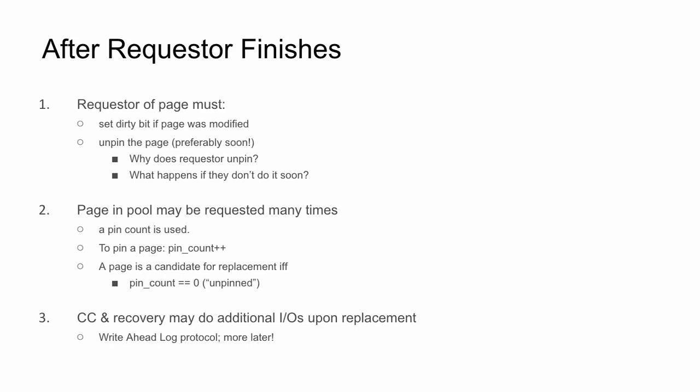Okay? A page in the pool might be requested many times, so that's why we have something called a pin count, and you're going to increment the pin count to pin a page. Okay? So, a page is a candidate for replacement if and only if its pin count is 0. Right? Now, like I mentioned earlier in the lecture, there's other modules like concurrency control and recovery. They might actually do some more IOs, but we're going to ignore that process for now. Just think about what I've said in steps 1 and 2.